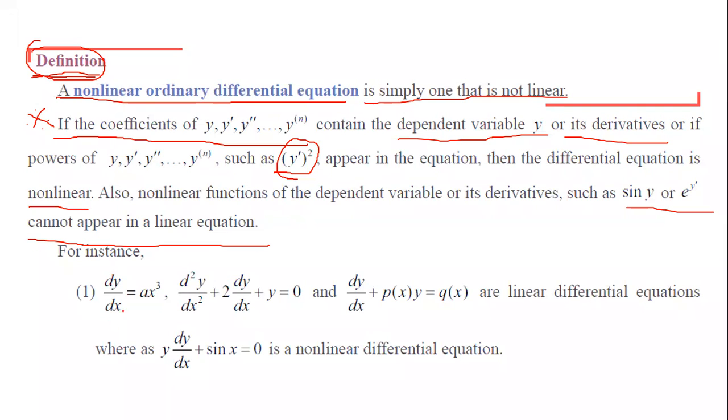See, for instance, dy by dx equal to ax cube; d square y by dx square plus 2 dy by dx plus y equal to 0; and dy by dx plus p of x into y equal to q of x. See here, only dy by dx is there, it is not multiplied with y. Here d square y by dx square and dy by dx are there, multiplied with constants. It is not multiplied with y or sin y like that. And this equation also is the general format, dy by dx plus p of x y equal to q of x. It is a linear differential equation.